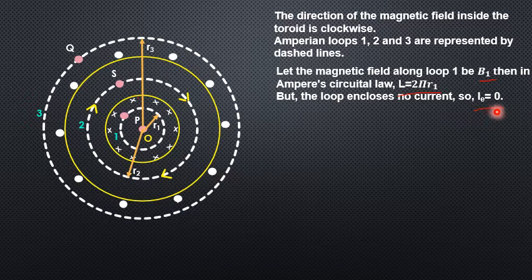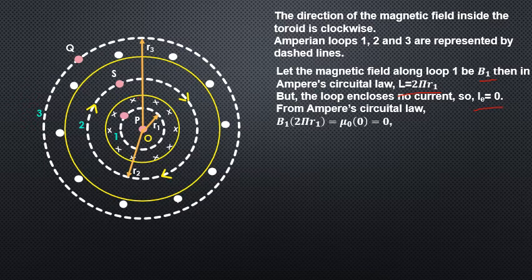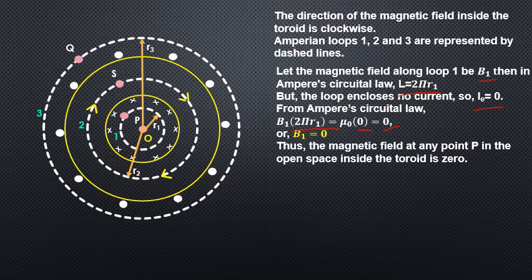So we take the enclosed current equal to 0. So the RHS of Ampere's circuital law becomes 0 because the enclosed current is 0. So the overall right hand side becomes 0. And in the LHS, B dot dl, the overall length is 2 pi r1. That's why I have taken 2 pi r1. So on solving it further, what do we get? We get the magnitude of the magnetic field B1 equal to 0.